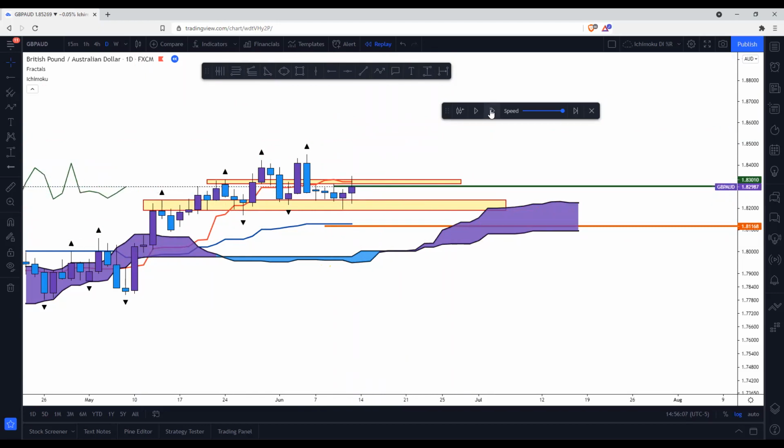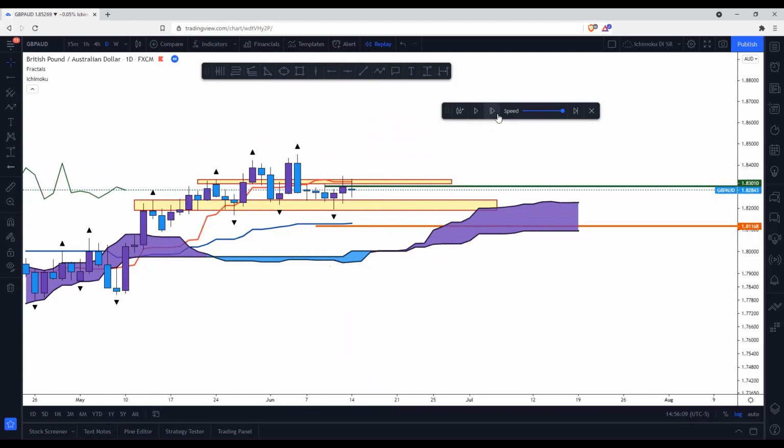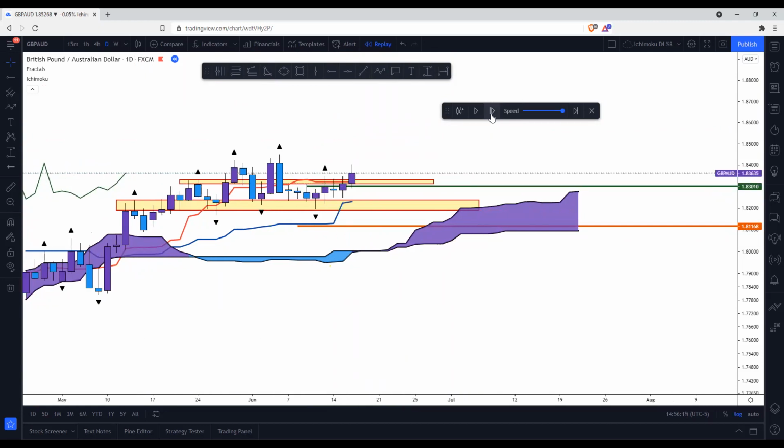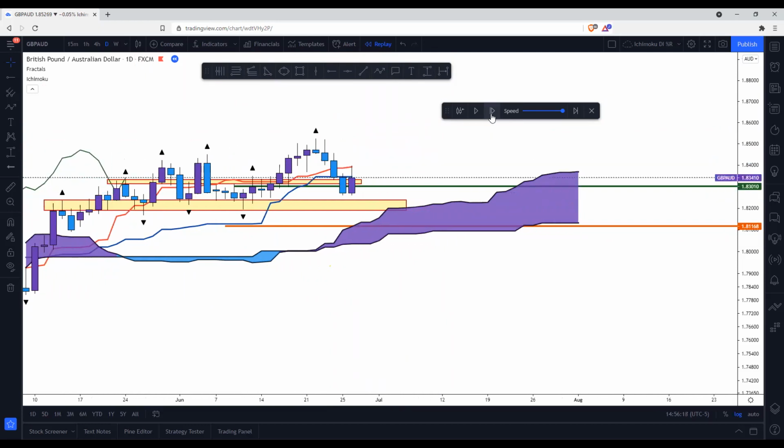Let's see. So we're triggered into the trade now. We're still in the trade. We're not out of it. We're in profit a little bit. We're still good right there. And we just ride that market. All right. So this is how you play with these fractals.